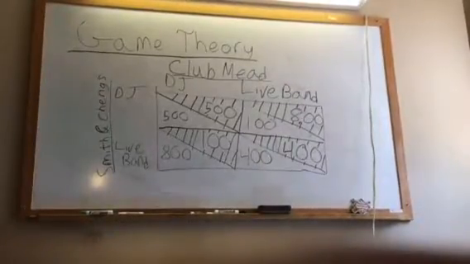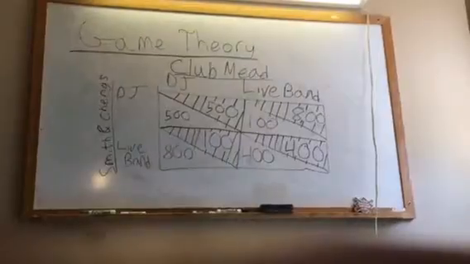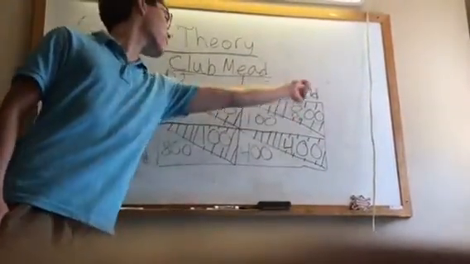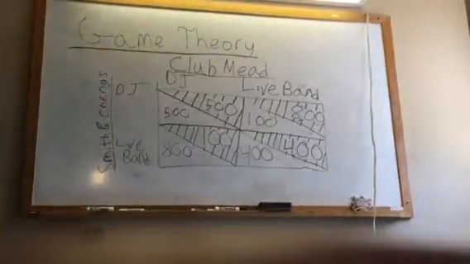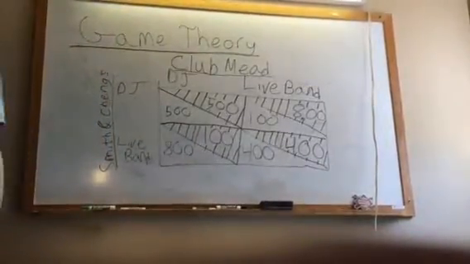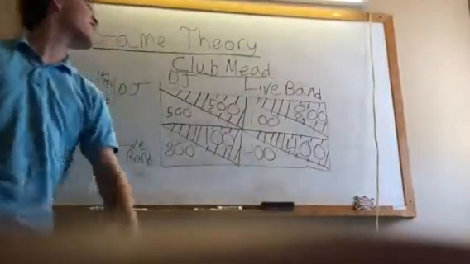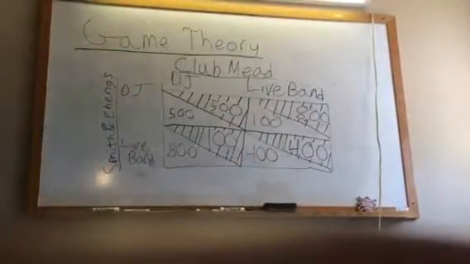On the other hand, if the Smith and Cheng's Club chose DJ, the Mead Club would want to go with the live band. If the Smith and Cheng's Club chose live band, the Mead Club would also choose live band. So both clubs would have a dominant strategy to choose the live band.